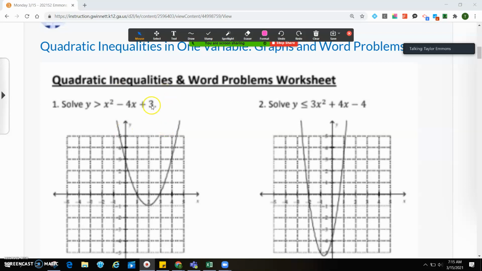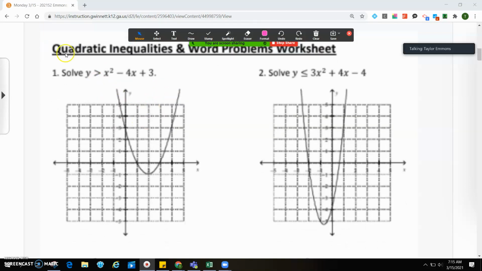So let's go ahead and go over this. So really quick, in order to graph this, the first thing that you're going to do is ignore this little inequality, that little alligator symbol. This is saying y is bigger than x squared minus 4x plus 3. Wherever that alligator mouth is facing, that's going to be the bigger number. So y is greater than. Over here, this is y is less than or equal to this function. That's how you read it.